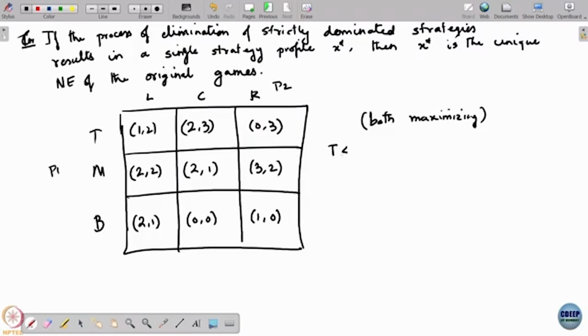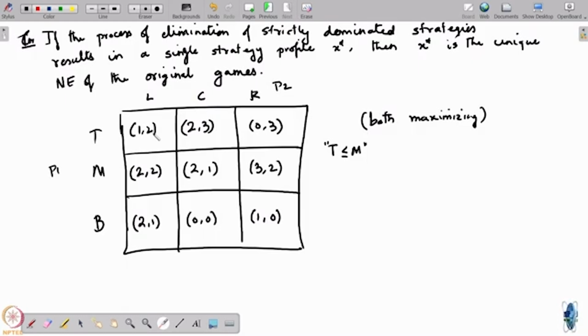So first observe. Let's take this. T is weakly dominated by M for Player 1. Is that clear? Why? Because you're comparing 2 strictly greater than 1, 2 equal to 2, 3 strictly greater than 0. So T is weakly dominated by M. It is only weak dominance because in this case T and M give you the same payoff.